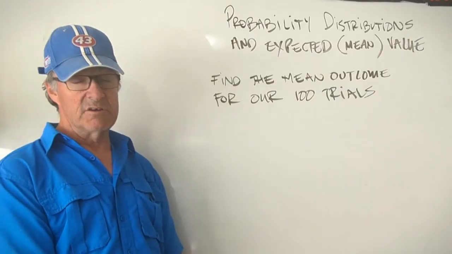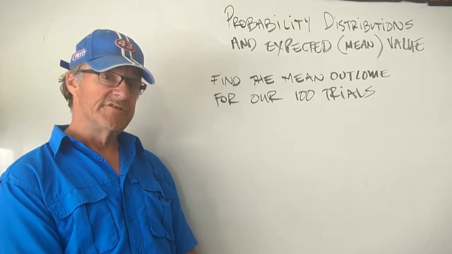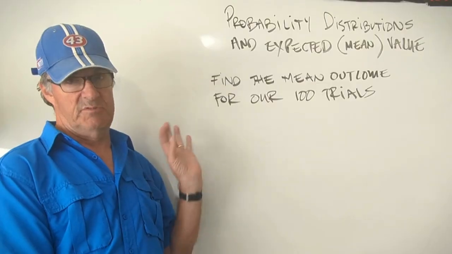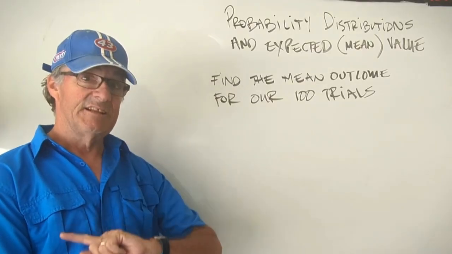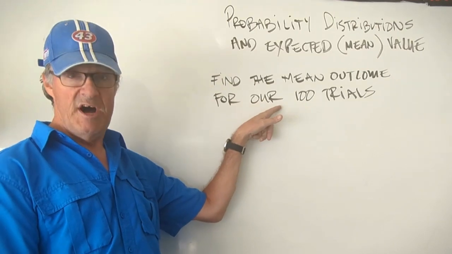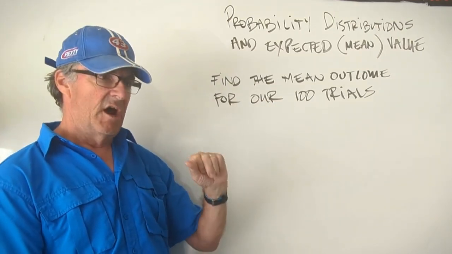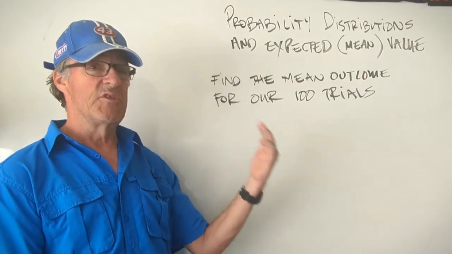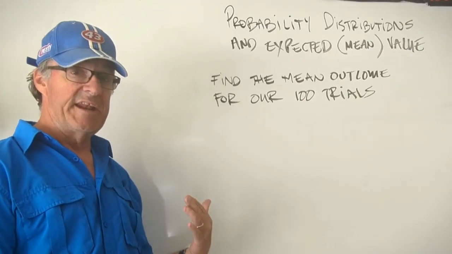Okay, here's a prompt. Find the mean outcome for our 100 trials. So our 100 trials were theoretical. We calculated the results. But now we're going to pretend like that actually was an experiment, and we're going to figure out what the mean outcome was. Remember we had our results were 4, 5, 6, or 7.